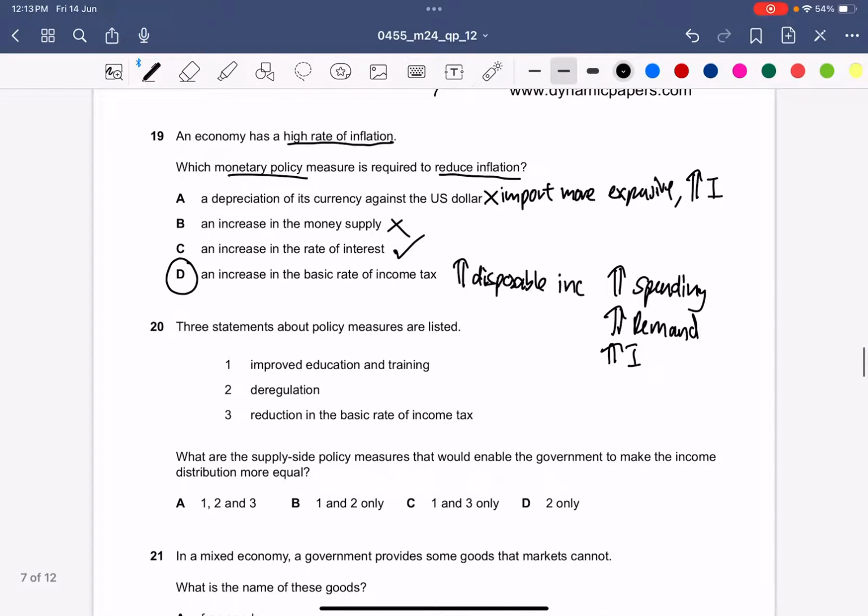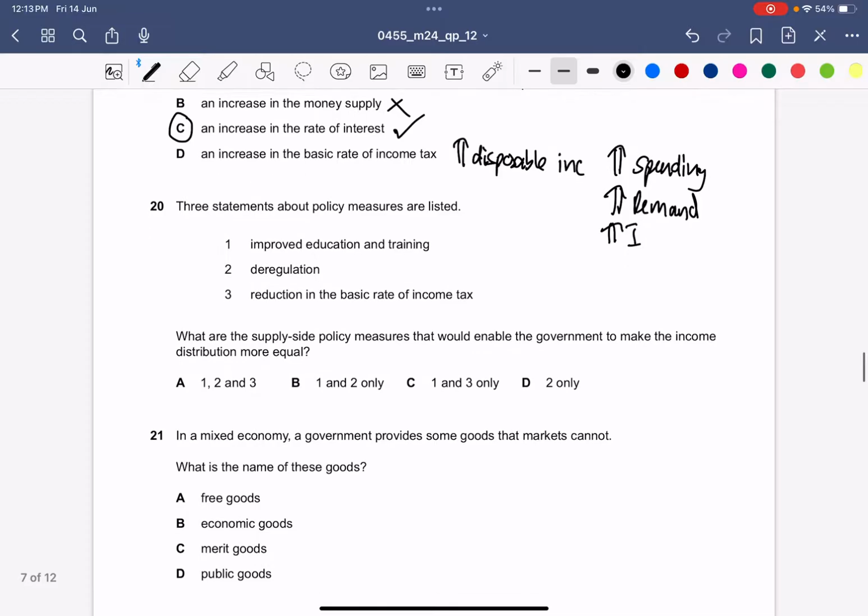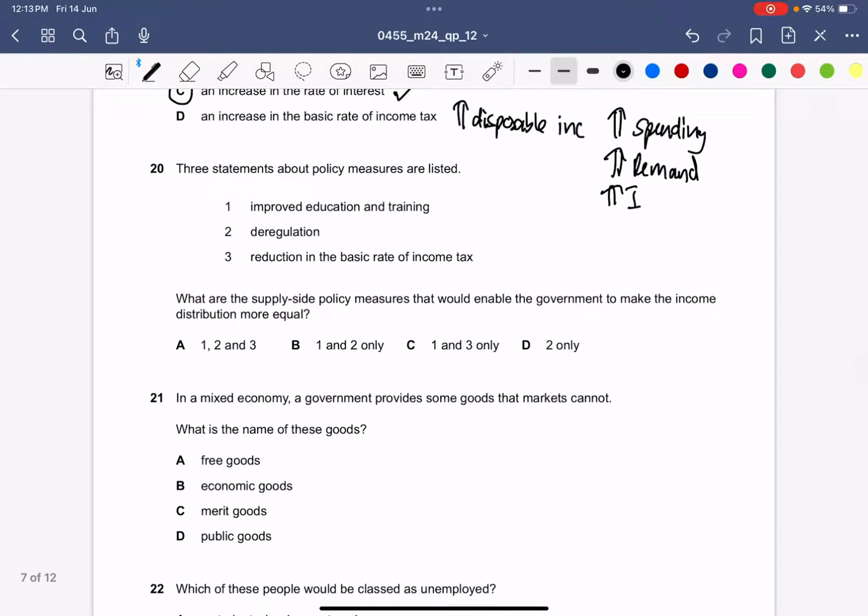Question 20. Three statements about policy measures are listed. 1. Improve education and training. 2. Deregulation. 3. Reduction in the basic rate of income tax. Which are supply-side policy measures that would enable the government to make the income distribution more equal?